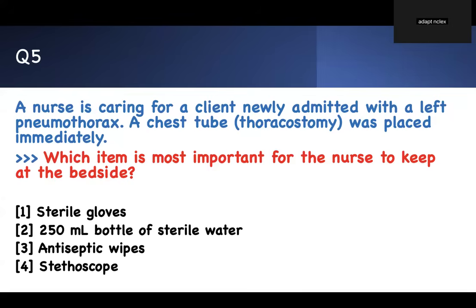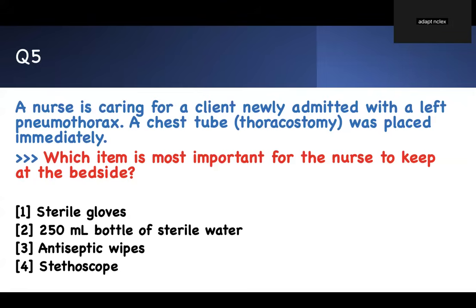But there's certain things you need to have as a nurse if you're taking care of a patient with a chest tube. Of course, you need sterile gloves in case the chest tube comes out, right? You need a 250 ml bottle of sterile water if the chest tube comes out, right? You need antiseptic wipes if the chest tube comes out, right? You need a stethoscope, right? If the chest tube comes out.